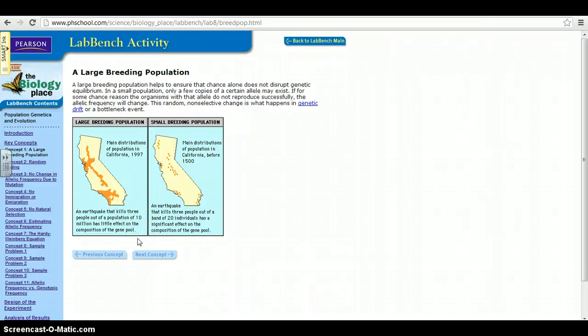However, if you have only a very small population, like we did before the gold rush, then killing just 3 people is going to make a big difference in the gene pool. So the smaller a population is, the more likely a random event is going to affect it. These random events are called genetic drift.